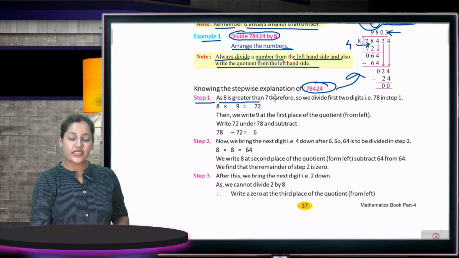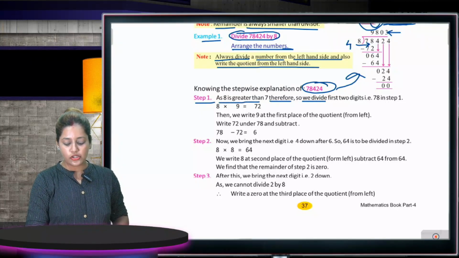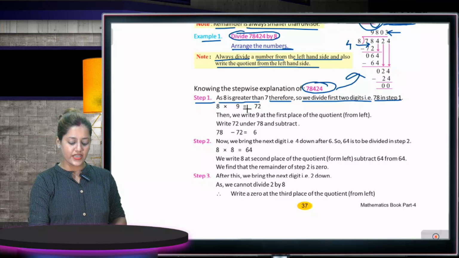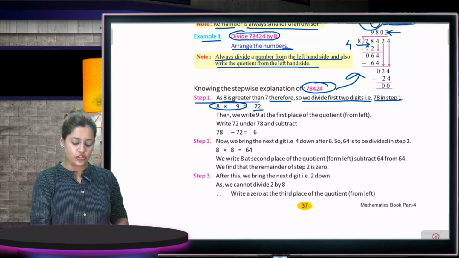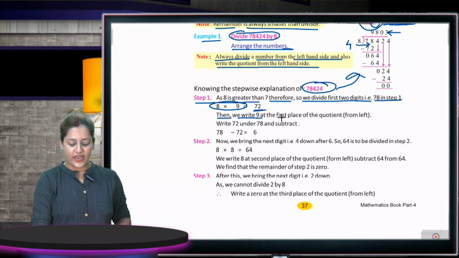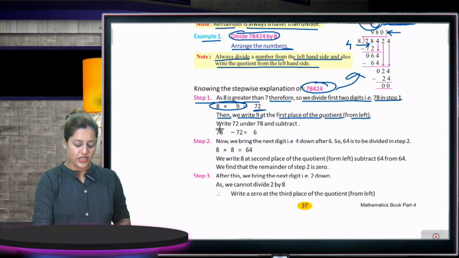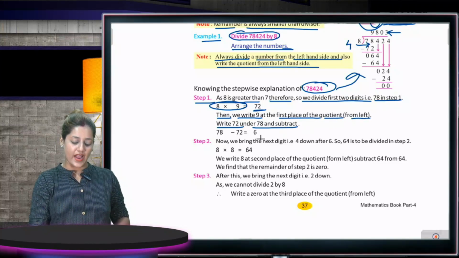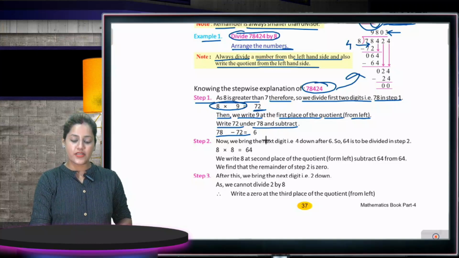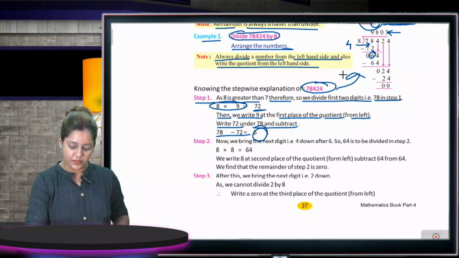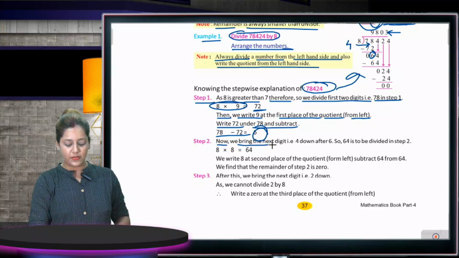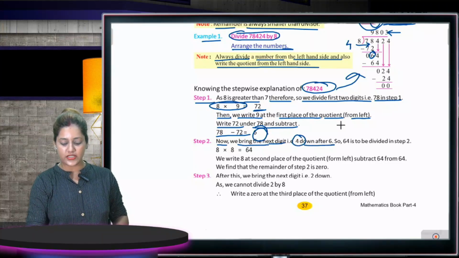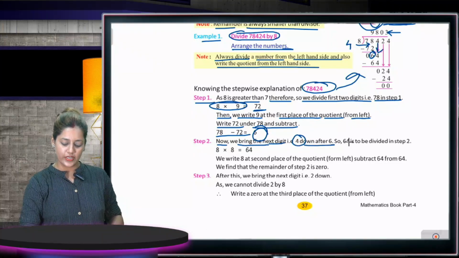Step 1. As 8 is greater than 7, we divide the first 2 digits, 78, in step 1, that is 9 times 8 is 72. Then we write 9 at the place of the quotient from the left. Write 72 under 78 and subtract. So 78 minus 72 is 6. So here 6 is mentioned. After this, we bring the next digit 4 down after 6. So what is it? We bring 4 here.